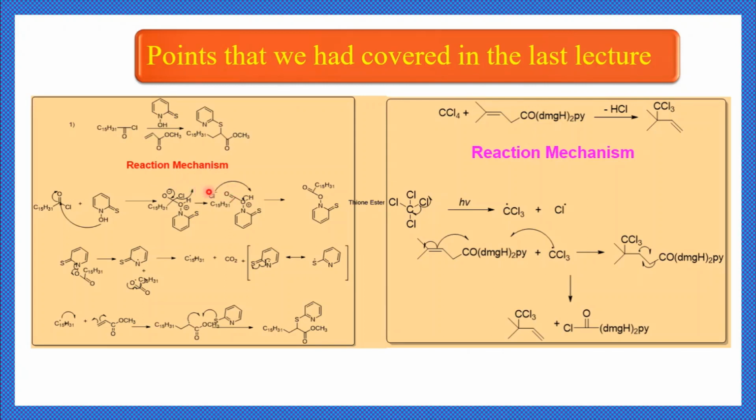Now in the next step, this Cl minus takes the proton from this tertiary oxygen and stabilizes it, because the oxygen having three bonds and a positive charge is unstable. To stabilize that, Cl minus takes this proton and converts to HCl. So minus HCl is a byproduct, and you will get this thione ester.